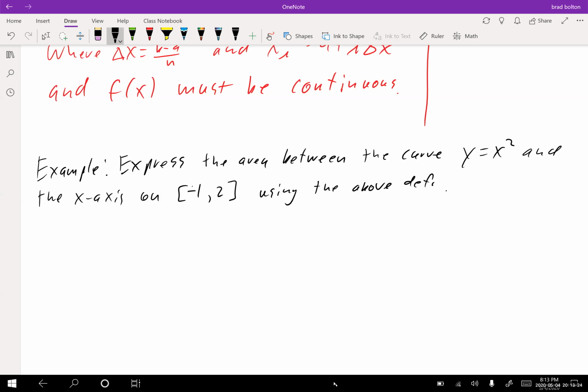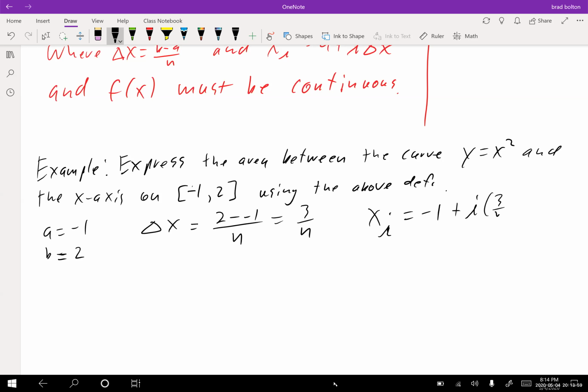Okay, so first we need to identify my a. So a equals -1, b equals 2. So that means I know my delta x is equal to 2 minus negative 1 all over n. Okay, so that means we end up with 3 over n. Then we need to identify my x sub i, but I told you guys that x sub i is a plus i times delta x. So our a in this problem is -1 plus i times delta x, which is 3 over n. So that means my x sub i is equal to -1 plus 3i over n.